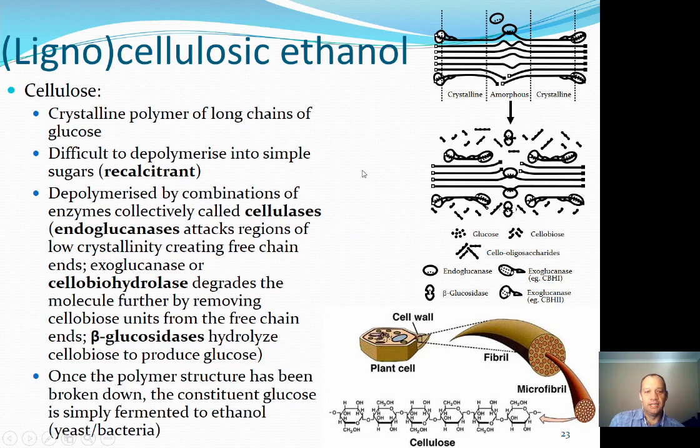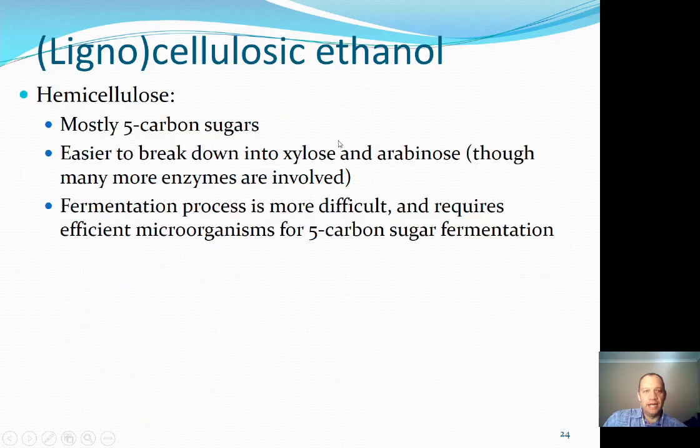And so once the polymer structure has been broken down, the constituent glucose is simply fermented to ethanol by most often yeast or bacteria. The industrial standard is to use the yeast Saccharomyces cerevisiae. Hemicellulose, as I said, is different from cellulose in that it is not crystalline. It also contains different types of sugars. It's not a homopolymer. It contains mainly pentose sugars such as xylose and arabinose, although there are different types of sugars in different types of hemicelluloses.